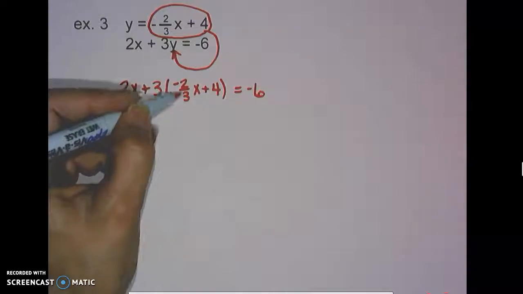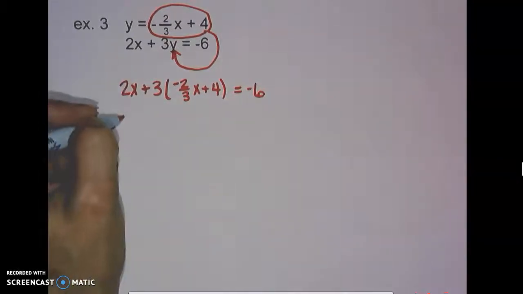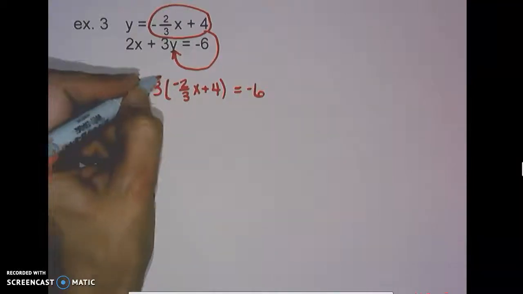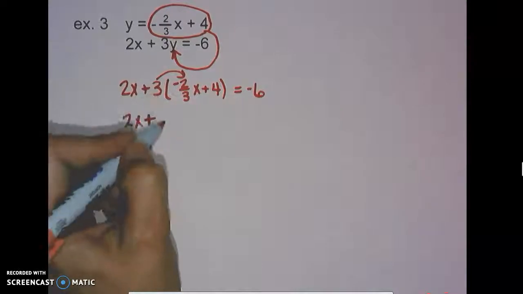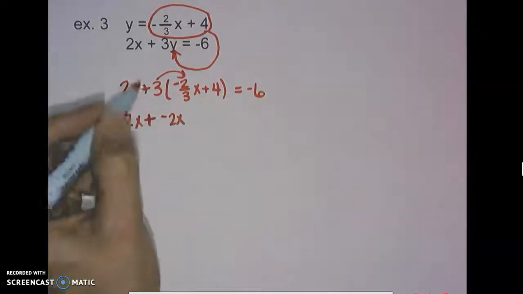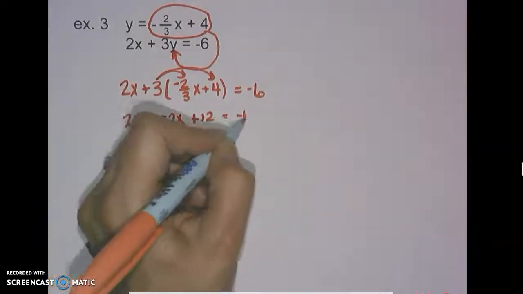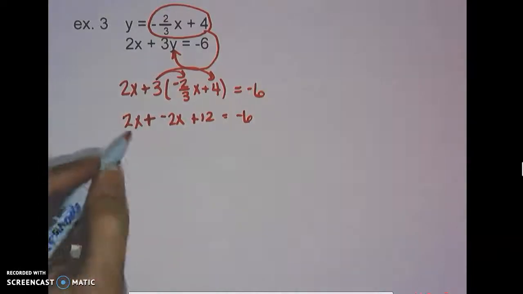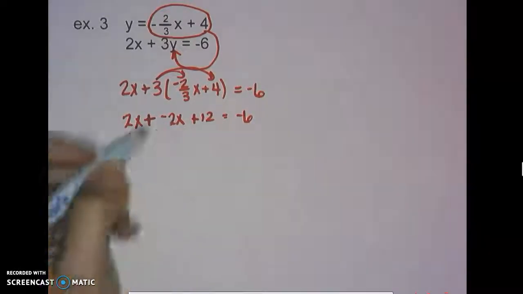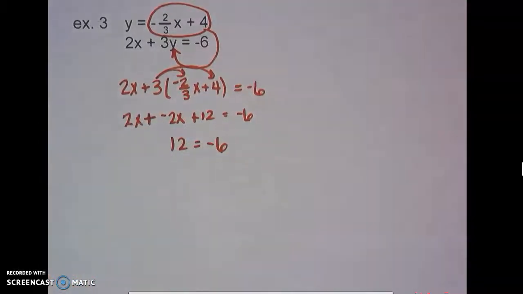Since this fraction is in the parentheses, I'm just going to go ahead and distribute that 3 in. So 3 times negative 2/3 x is negative 2x. And 3 times 4 is 12. And that equals negative 6. So technically I don't need this double sign here at all. But 2x minus 2x, those are going to go away when we simplify. And 12 equals negative 6.